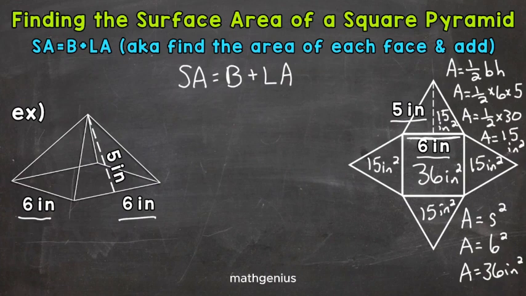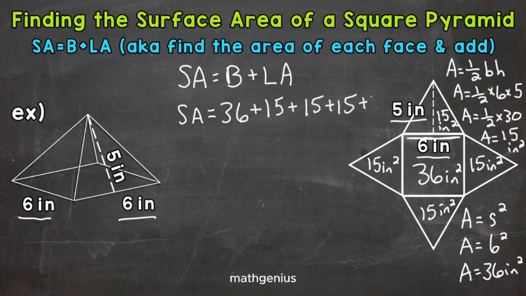Now that we have the area of each face, we can add everything to get the total surface area. So let's plug it all in and calculate here. So the area of the base was 36 square inches. So let's put in 36 for the area of our base. Plus we need the lateral area, so all of the triangular lateral faces. So each had an area of 15 square inches. So we need 4 15s here. And then we'll add everything to get our total surface area.